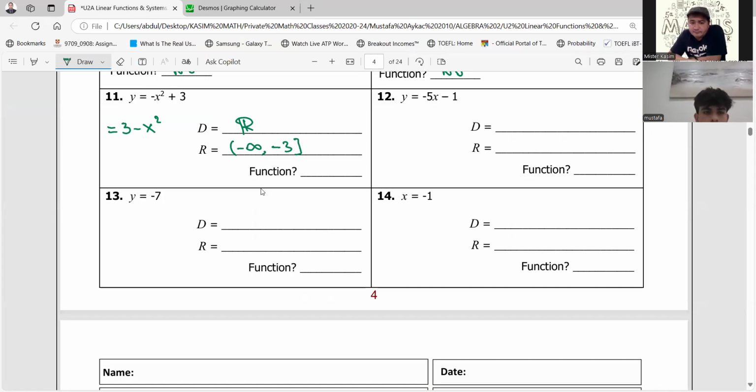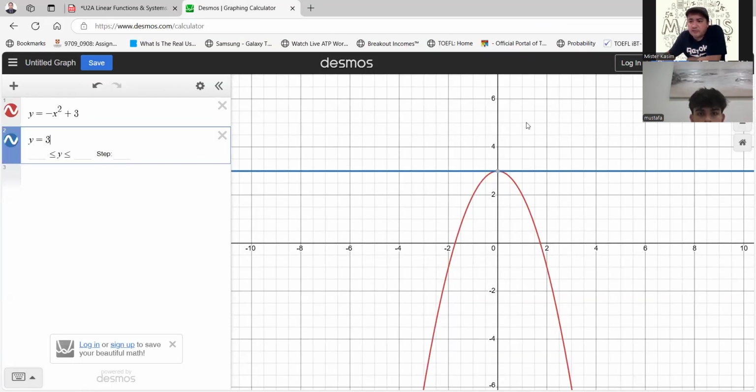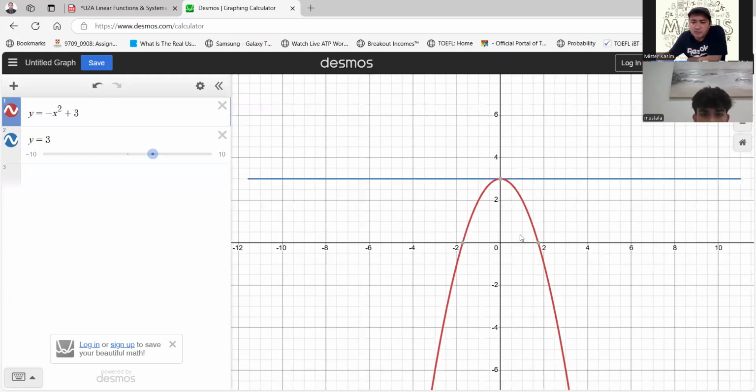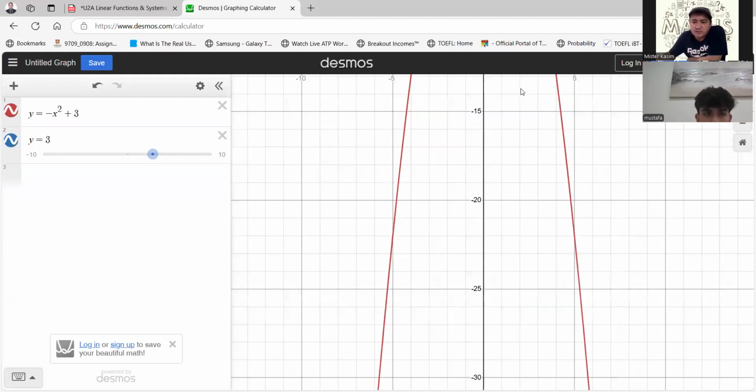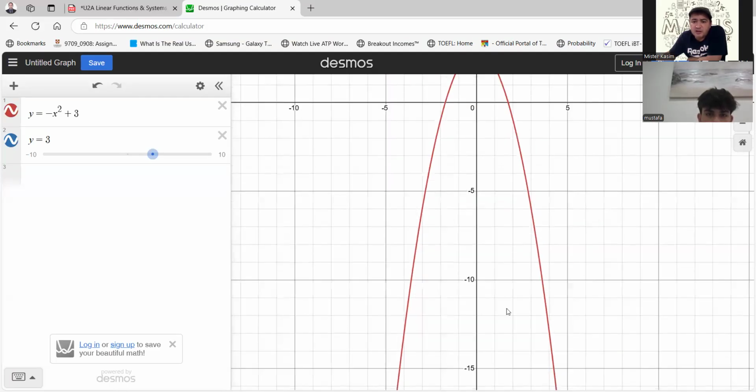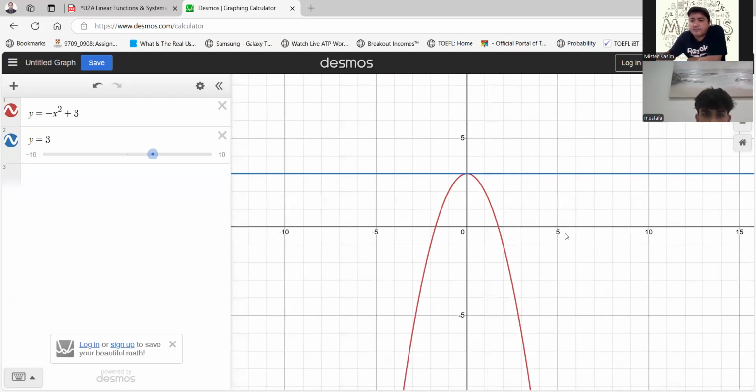Wait, isn't the maximum 3? Yeah, this is the maximum value, right? Above this line, we don't have anything. The whole graph is below this line. Can the value of y be like 4 or 6 or something? We don't have anything above this line, right? But going down, it just keeps going down, right? But the maximum, the highest point is here. Range means that if you're walking on a mountain, the highest point and the lowest point. But here, it just keeps going down. It doesn't have a lowest point, but it has a highest point, right?